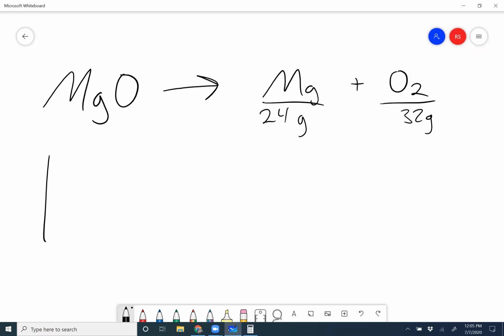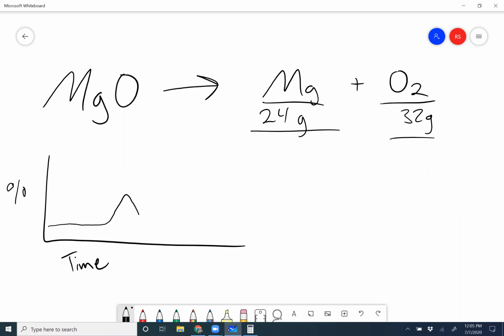So what we would do is plot this, say this was time and this was the amount, or in this case the percentage of the sample. If we looked at this over time, because the magnesium is lighter than the oxygen, we would see nothing for a little while, then a little blip, and then another little blip. Depending upon the mass percentage, our blips would be different sizes.